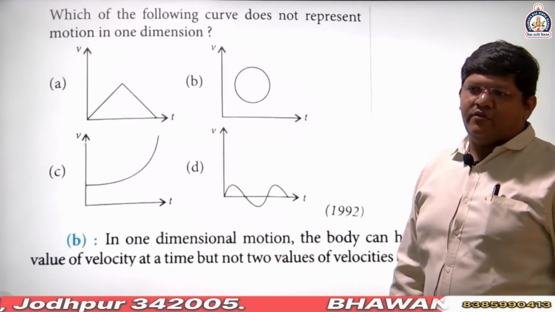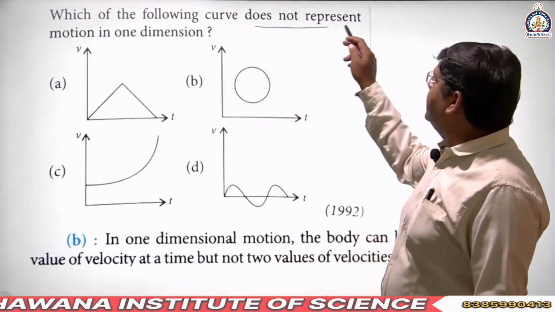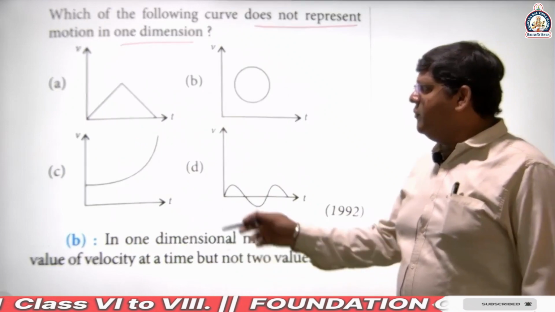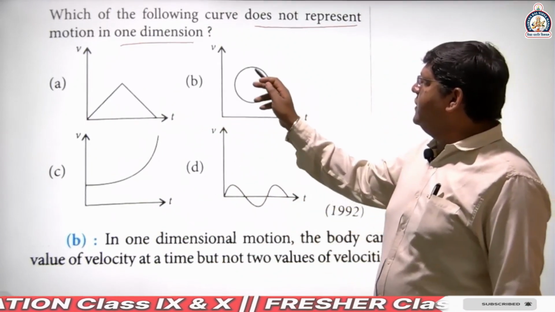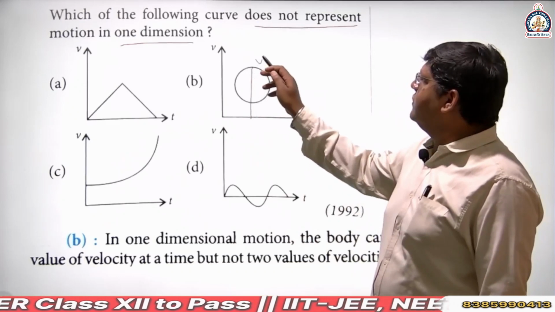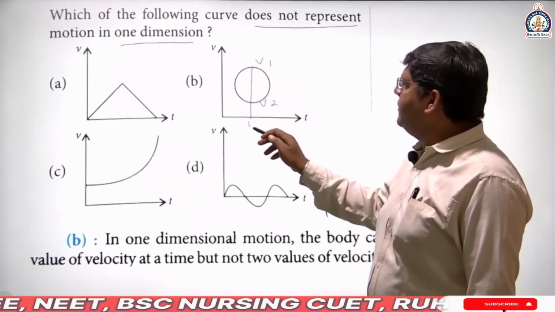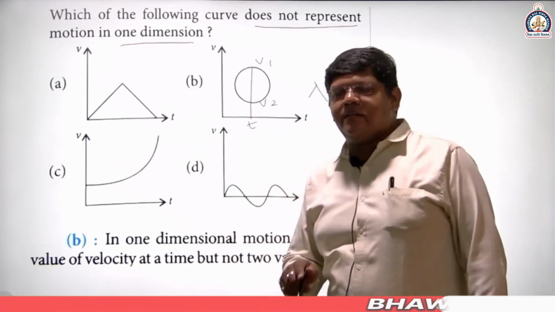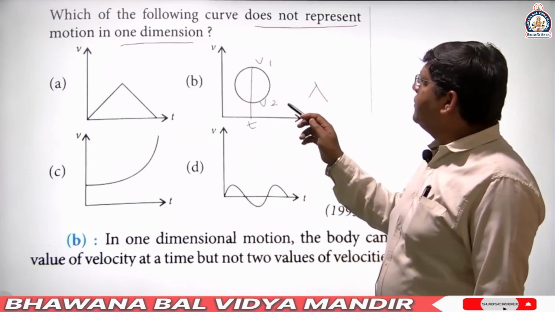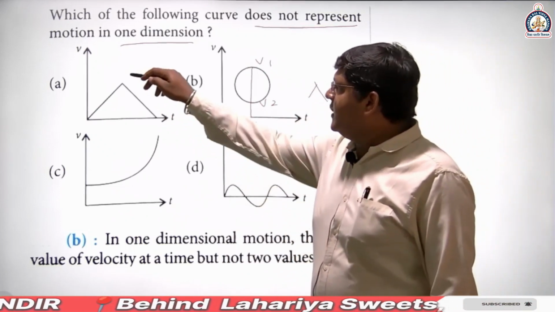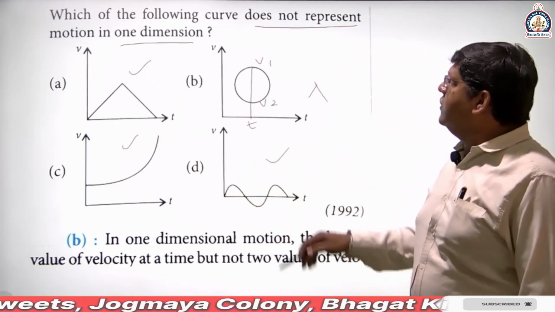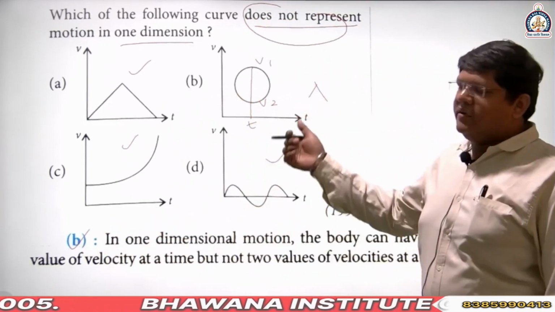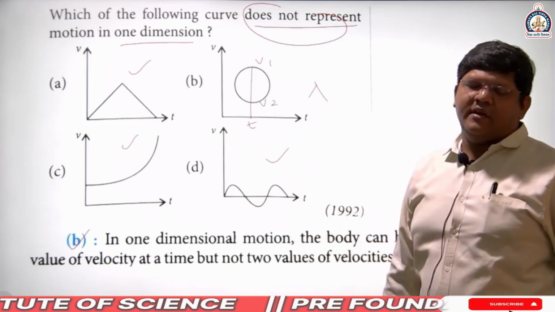Okay. Moving to the next question. The question says, which one of the following curves does not represent one-dimensional motion? By observing options A, B, C, D, we can see that in this graph we have two values of velocity, v1 and v2, at a fixed time, which is not possible. A particle can't have two velocities at the same point of time. So option number B does not represent one-dimensional motion. Other options A, C and D represent 1D motion. So the curve that does not represent it is option number B, because it shows two velocities at the same time, which is impossible.